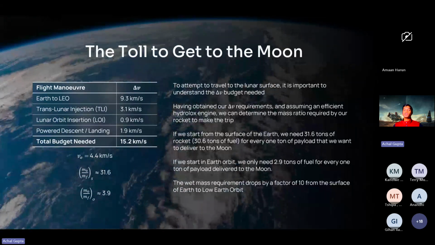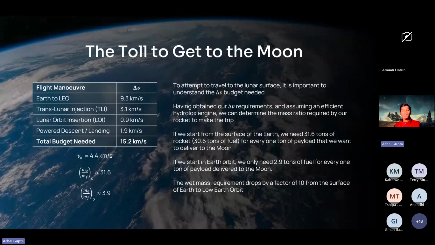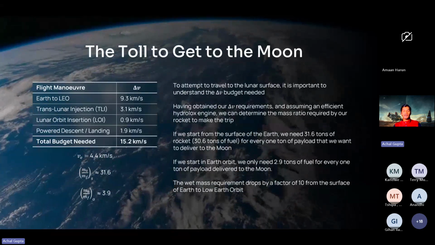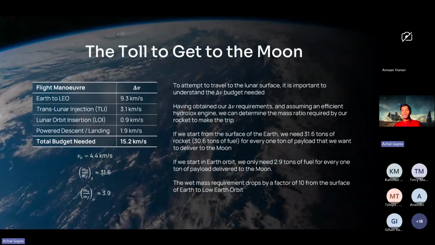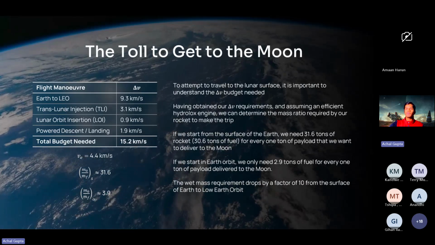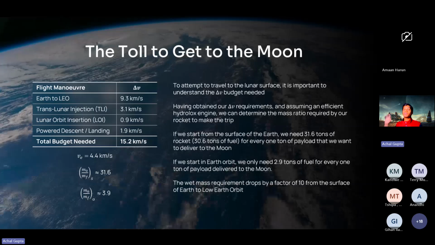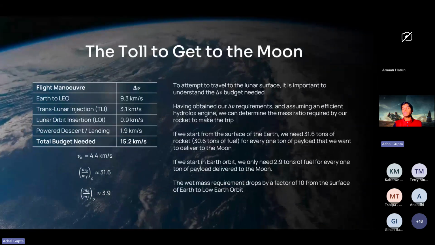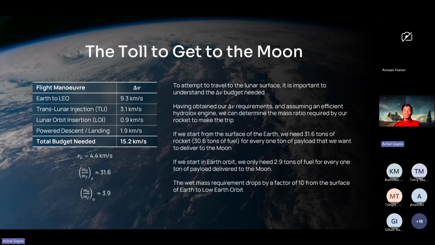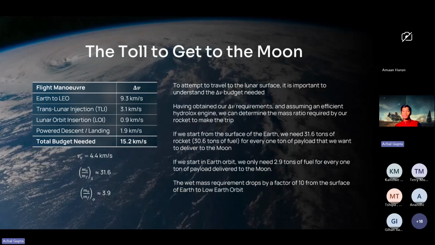Now, let's assume our exhaust velocity is 4.4 kilometers per second. We can get the mass ratios needed for different parts of our flight. Say we were starting on the surface of the Earth. If we wanted to send 1 ton of payload to the moon, we need 30.6 tons of fuel for every 1 ton we're sending to the moon. But if we were starting in low Earth orbit, we'd only need 2.9 tons. So again, it divides by 10.